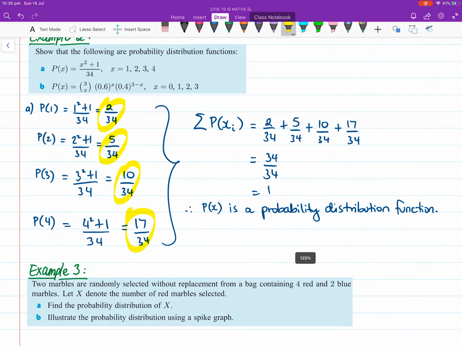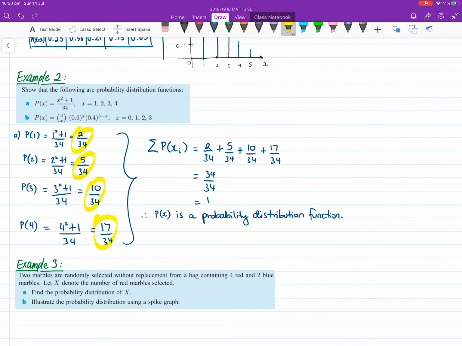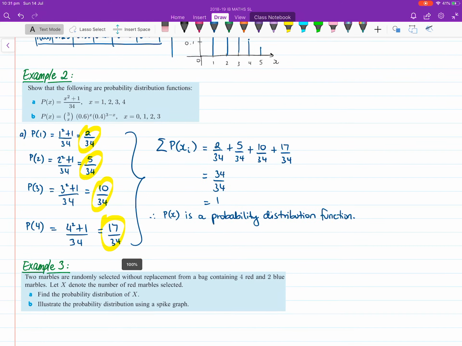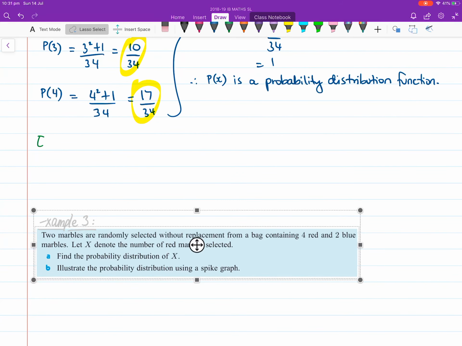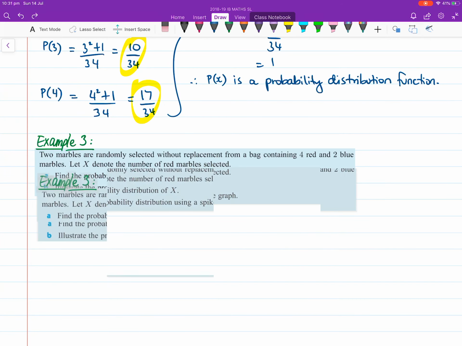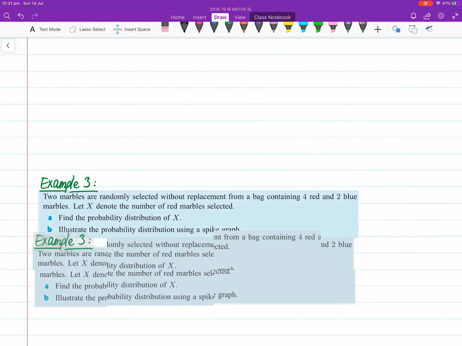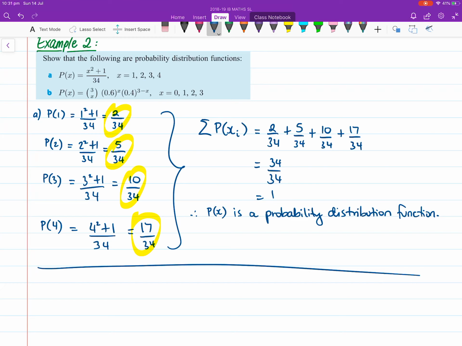Okay, let's do B. I haven't got space for B, so I'm going to move this, sorry. B is very similar. I hope you may have noticed something familiar with the notation. Have a look up here for question B. I'm going to highlight in pink. This looks very familiar, right?